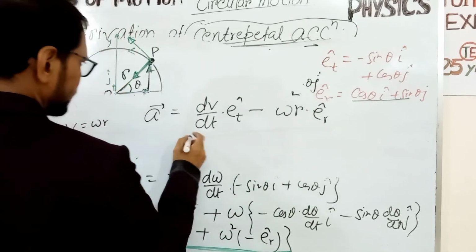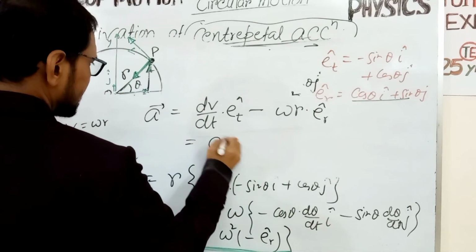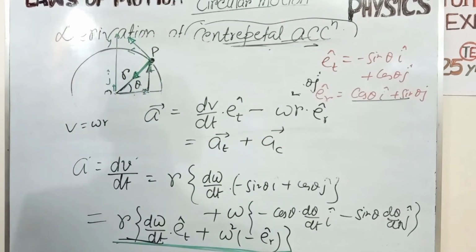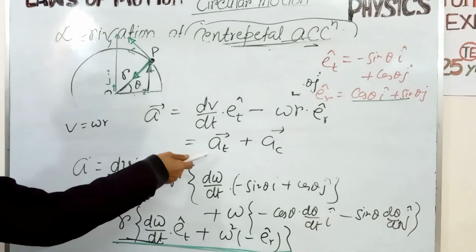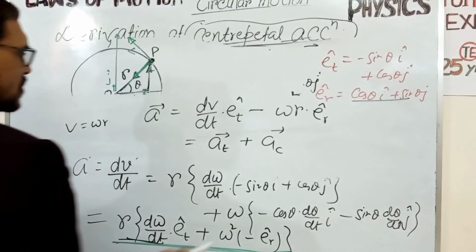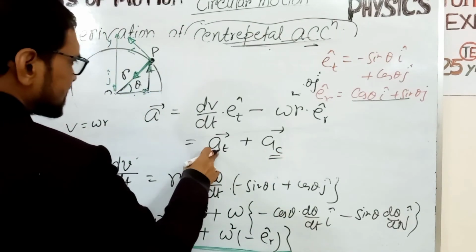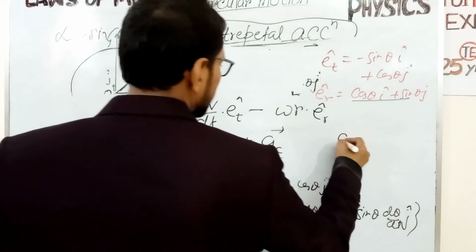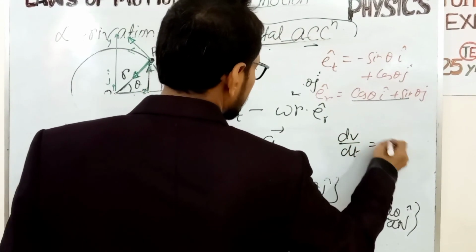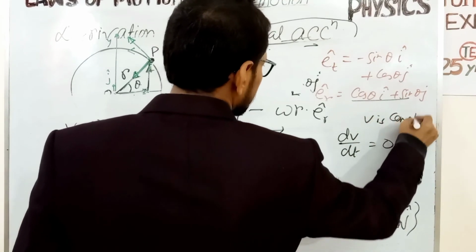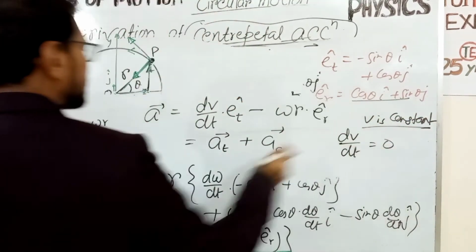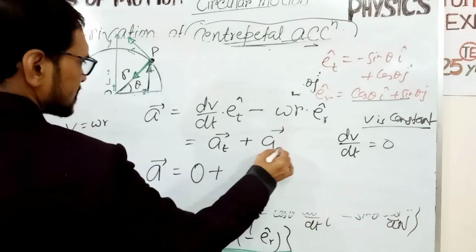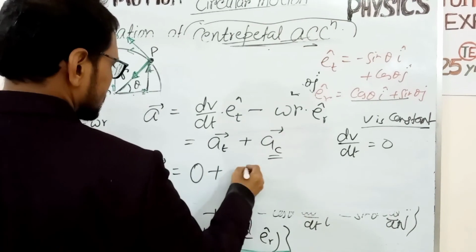This is the tangential acceleration at, and this is the centripetal acceleration. So if a body rotates in a circular path, it has two accelerations: one is centripetal acceleration, another is tangential acceleration at. Now if the body rotates with constant speed, that is v is constant, then dv by dt equals 0, so the tangential acceleration is 0, and only the centripetal acceleration ac is present.